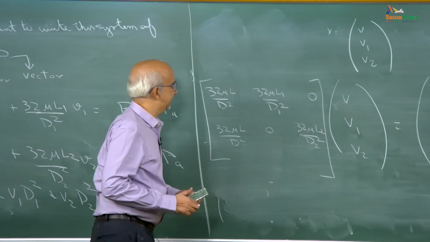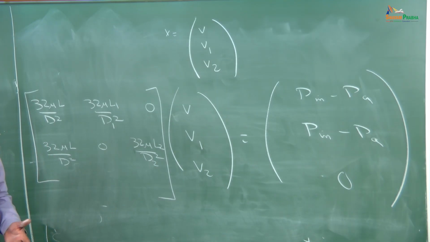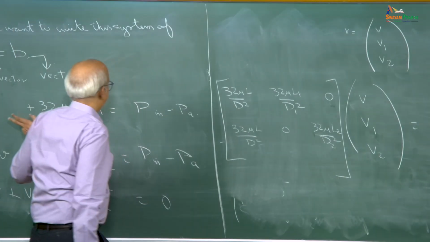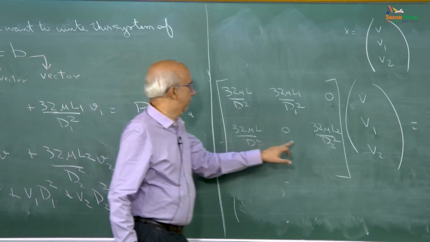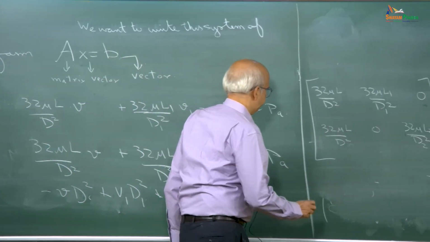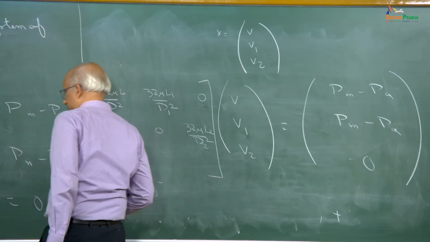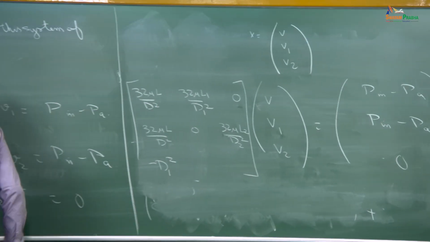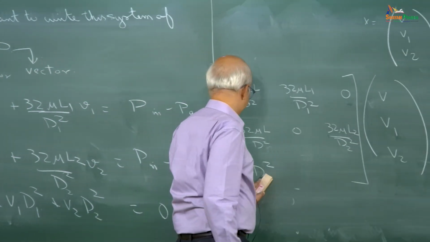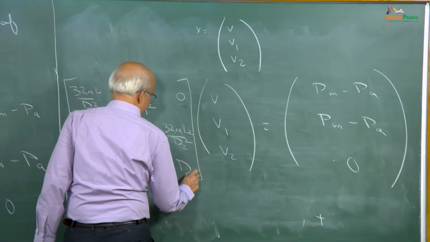Okay. So, basically this is matrix multiplication which you are supposed to know. I am not going to teach you that. This row multiplied by this column will give you the first two terms. This row multiplied by this column will give you these terms, and the last one is minus d1 squared, minus d squared, minus d squared, d1 squared, d2 squared.